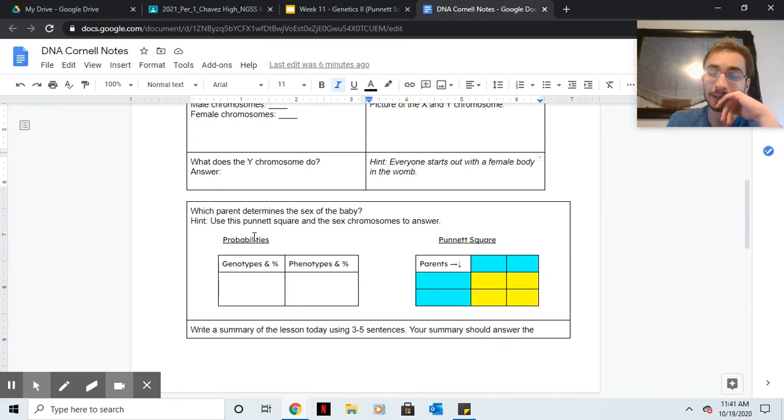Okay. And then what you're going to do next, use a Punnett square to show which parent determines the sex of the baby. Put the parent's sex chromosomes here in blue, and then the yellow are the possible babies. The genotypes, what I'm looking for is like XX, what percent of the kids are XX, and what percent are XY. And then a phenotype would be like male, female.